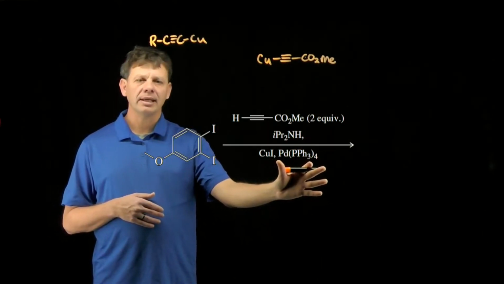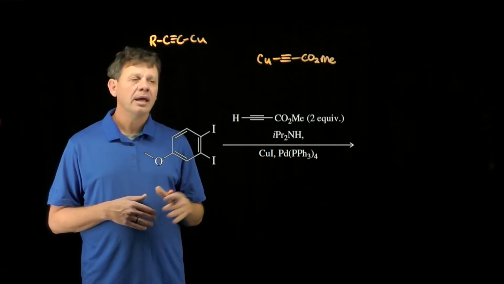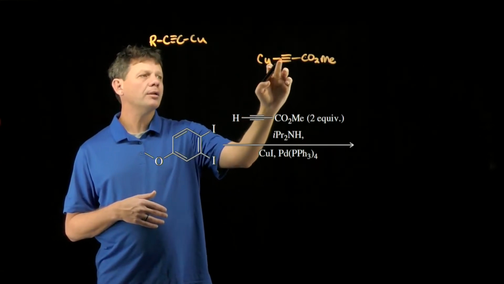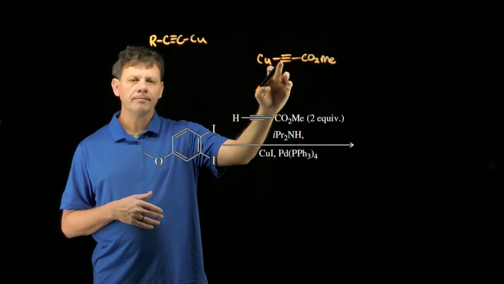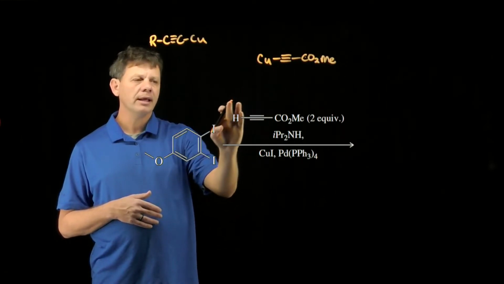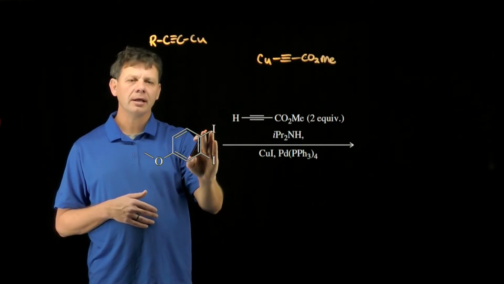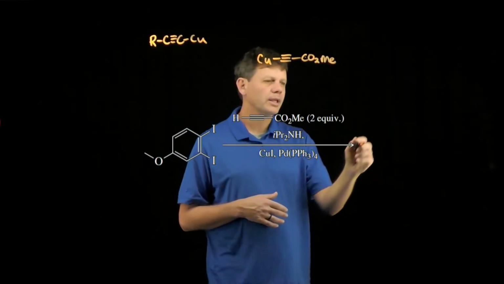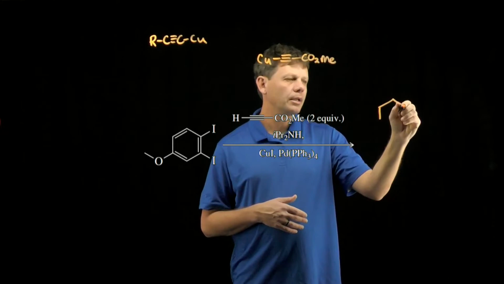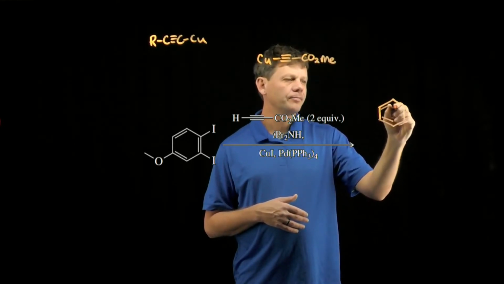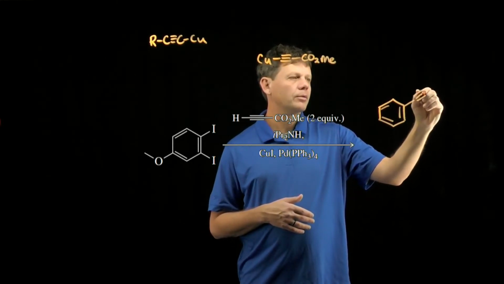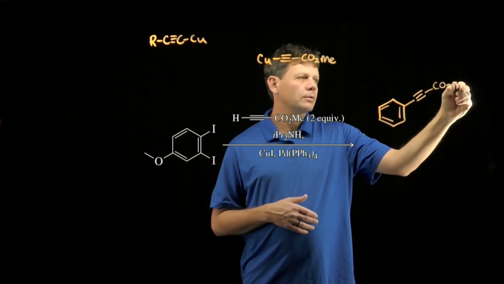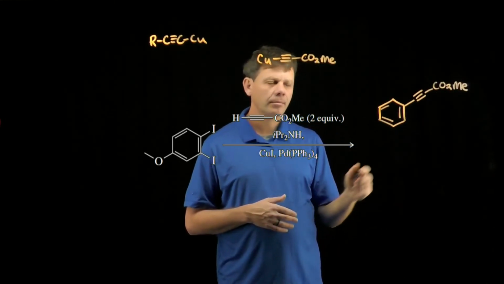We have our palladium tetrakis as our catalyst, and so essentially we're going to make a bond between the alkyne carbon, the terminal alkyne carbon, and the carbon bearing the iodide. And so let's draw the product we get. We'll do it in the case of both iodides, and so we'll end up with that.